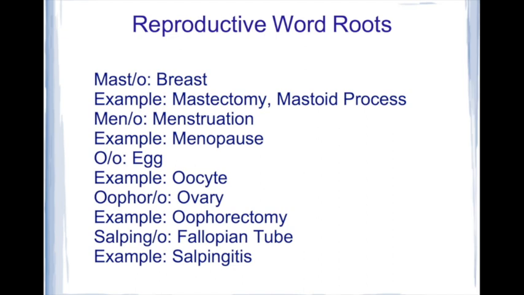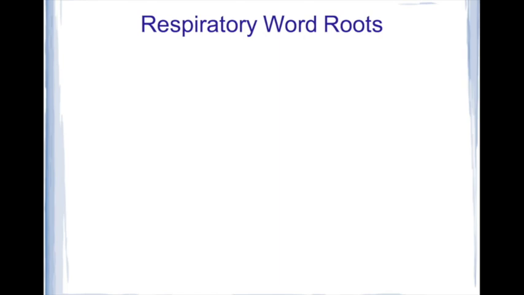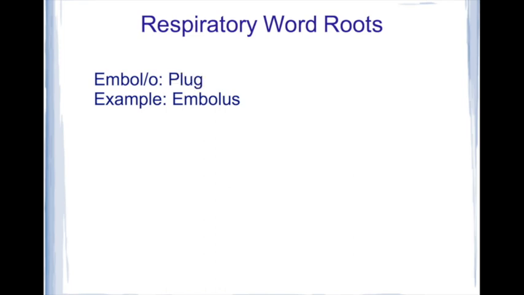Moving on to respiratory word roots. Breathing, of course. Embolo, like an embolus. Embolism. What is an embolus? What does an embolus do? You have an embolus in your body. See, a thrombus can become an embolus, of course, when it becomes like a plug and it plugs up something like an artery or a vein and reduces blood flow into or out of a blood vessel.